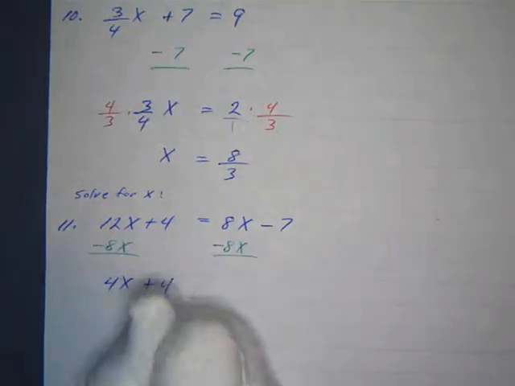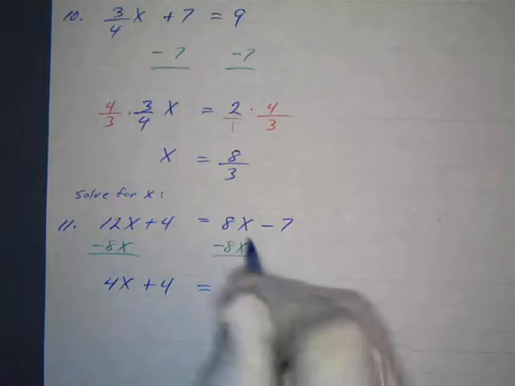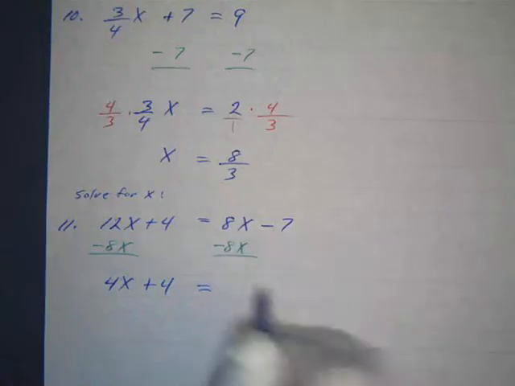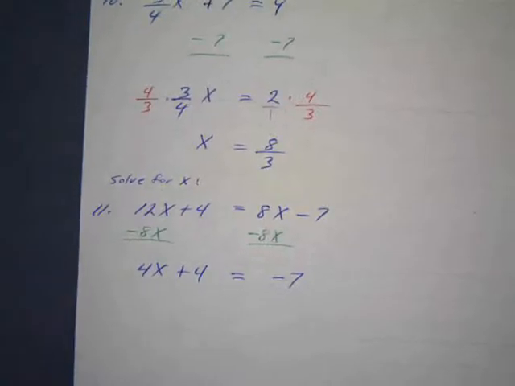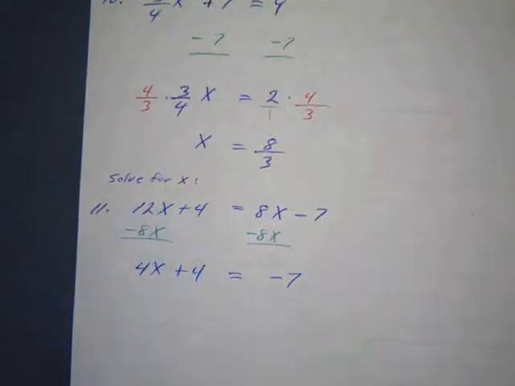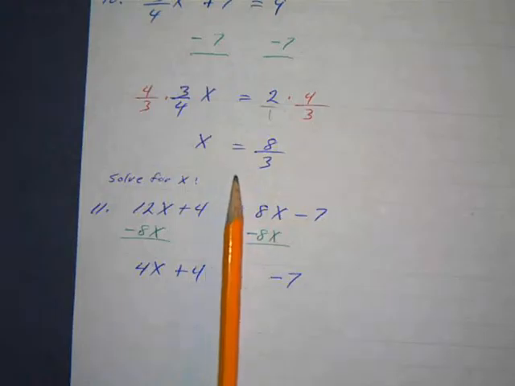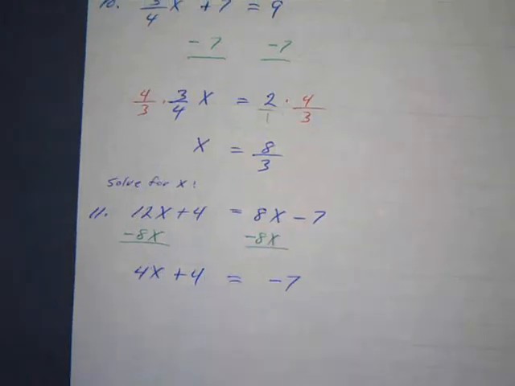Plus 4 still. Equals, and then 8x minus 8x is 0, and 0 minus 7 is just negative 7. So that's what you have left. Now keep your equal signs lined up. And again, remember what you do to the left, you do to the right. Okay? Then it looks like one of these basic equations.